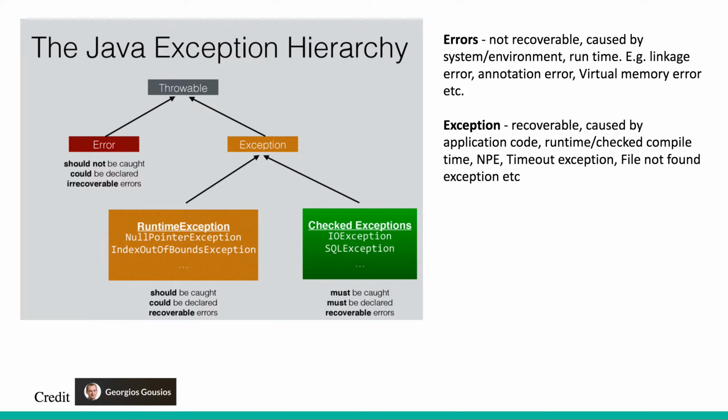Errors are typically situations which are not recoverable, which should not be caught by the developer. Things like class linkage errors, annotation parse errors, virtual memory errors, etc. These are system errors that need to be addressed in a systematic way, that the application developer shouldn't have to worry about in their application code. There are definitely things that they'd have to do to address these errors, but not in their application code. Exceptions, on the other hand, are of two types: checked and unchecked exceptions.